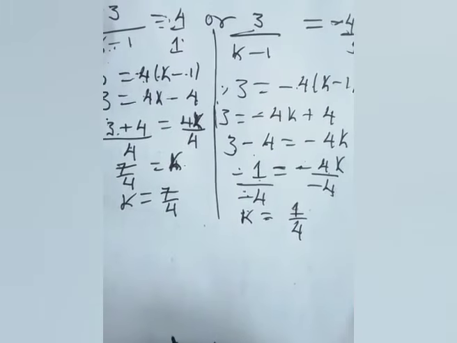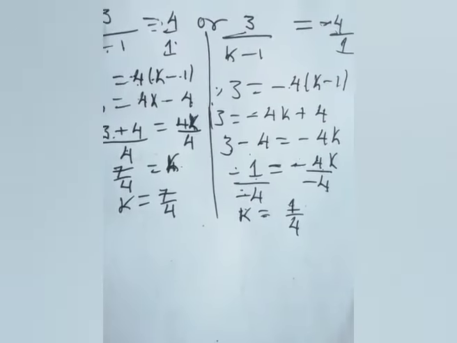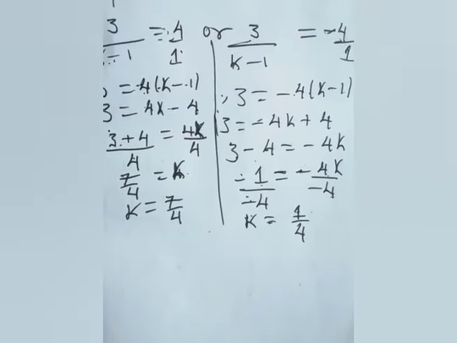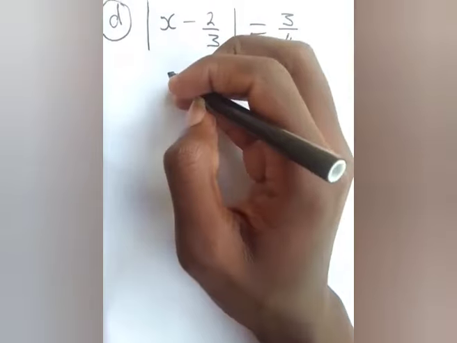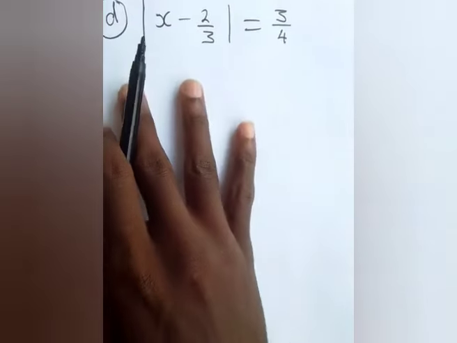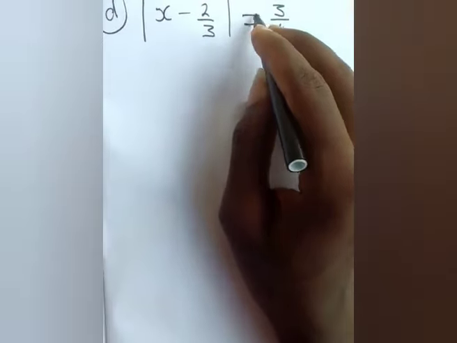Have you seen? So we've solved this. So the possible values of k are either 7 over 4 or 1 over 4. We move on to the next one. Alright, so we have another one here. So this question, we do the same thing. As long as there's an equality sign here, same approach.